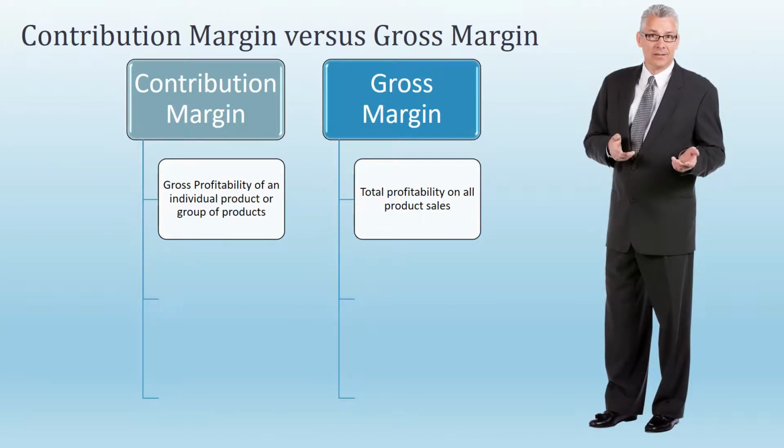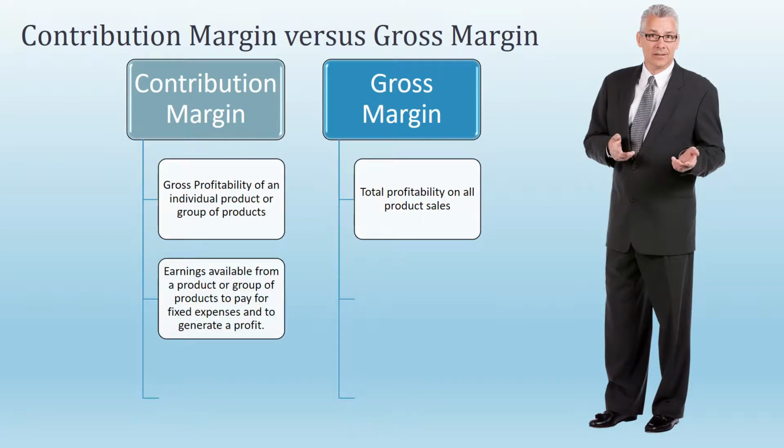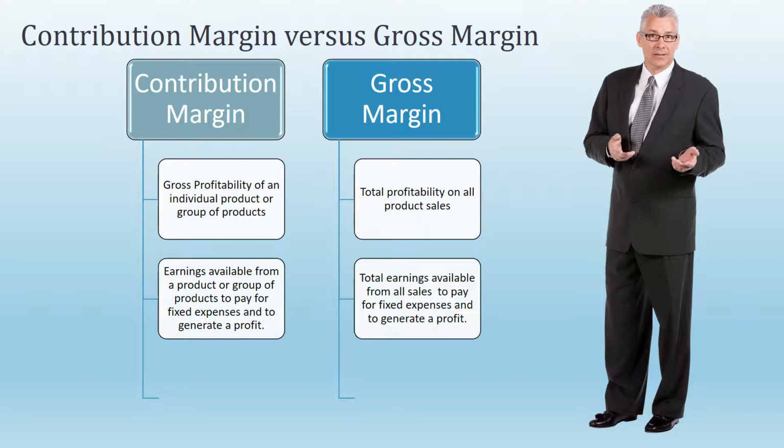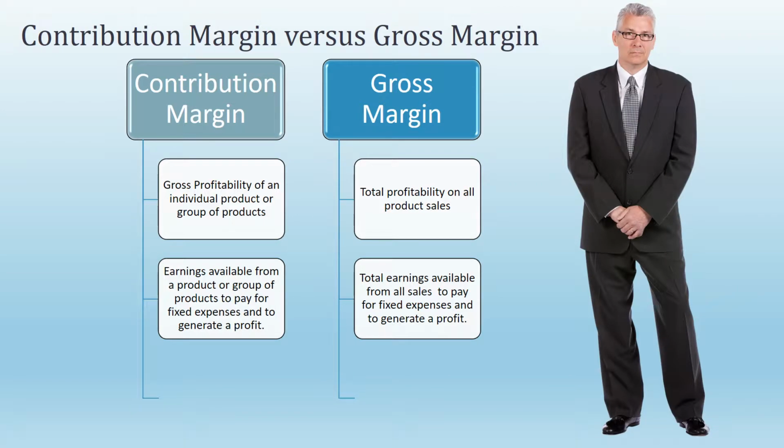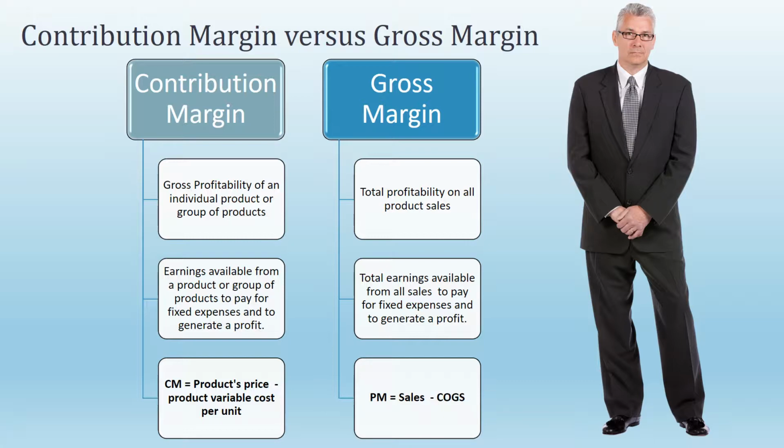Another difference is contribution margin shows the earnings available from a product or a group of products available to pay for the fixed expenses and to generate a profit. Gross margin shows the total earnings available from all sales to pay for fixed expenses and to generate a profit. Contribution margin then is calculated by taking the product's price minus the product's variable cost per unit, while profit margin is calculated by taking the total sales minus the cost of goods sold.